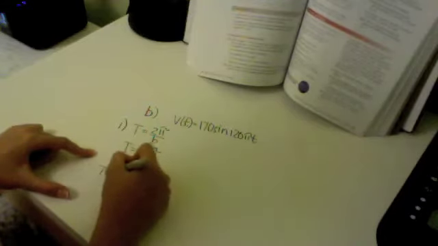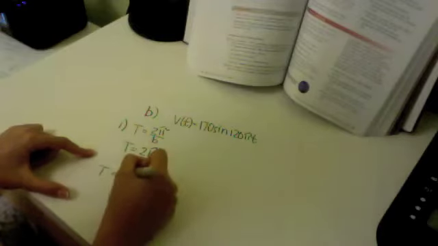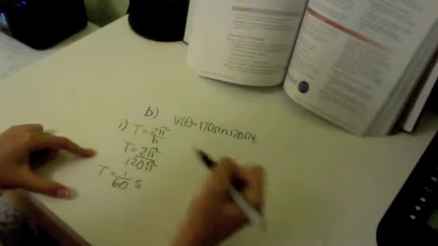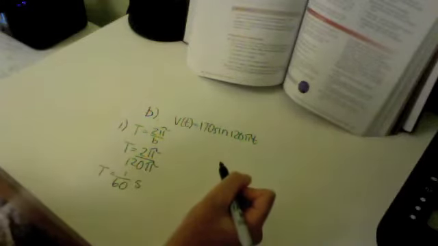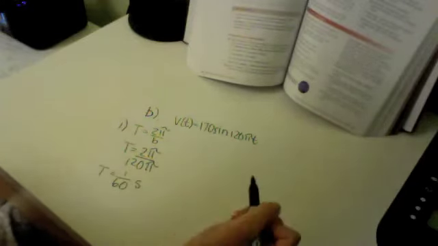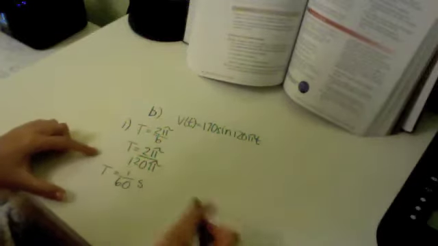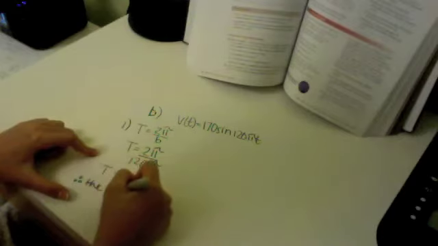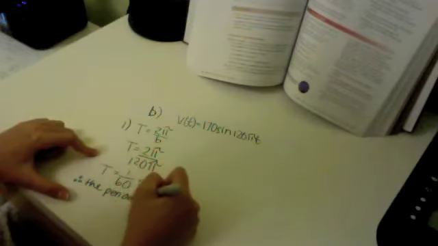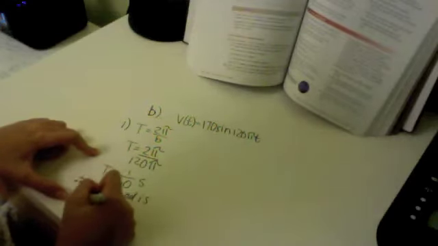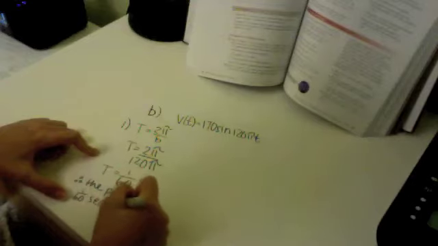So T would equal 1 over 60 seconds. Therefore the period is 1 over 60 seconds.